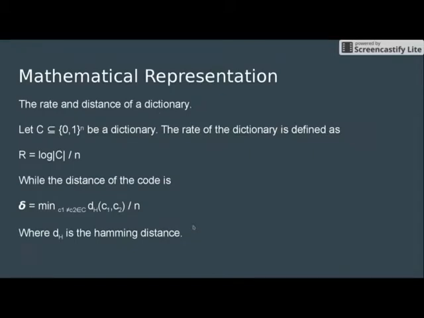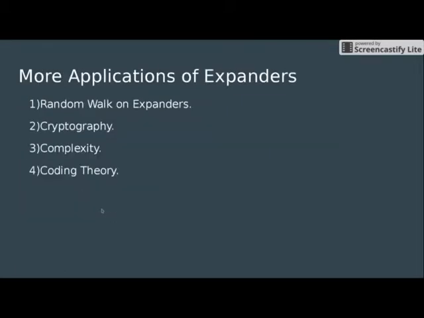The previous slide has been represented in a mathematical form. Here, the rate and distance of a dictionary. Let C, a set of strings in {0,1}^n, be a dictionary. The rate of the dictionary is defined as R, which is equal to the log of the number of elements in C divided by n, while the distance of the code is written over here, where dH is the Hamming distance.